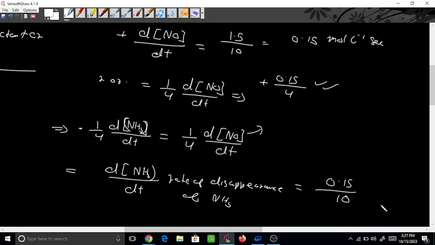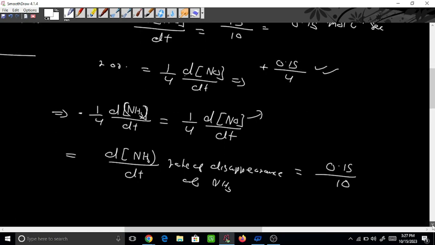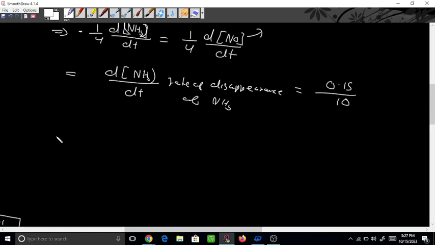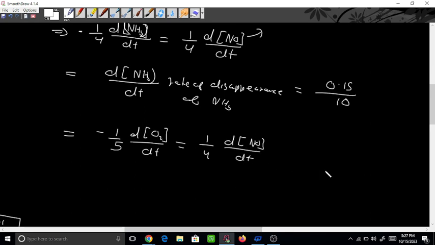Okay, this is okay. Now again, the rate of disappearance of O2. For O2 we can write minus 1 by 5 into d of O2 divided by dt. This will be equal to again 1 by 4 into d of NO by dt. Can we write that? So what will be the rate of disappearance of O2?